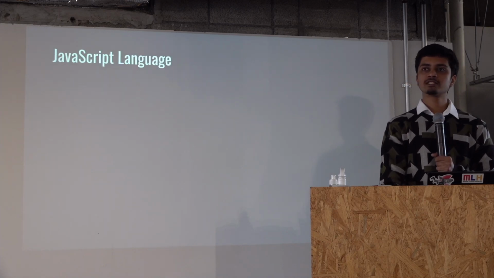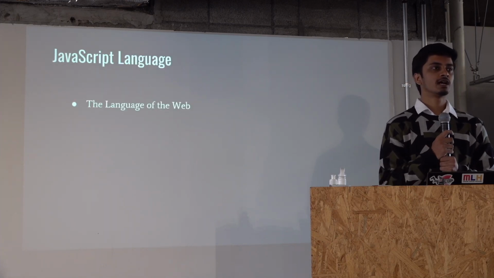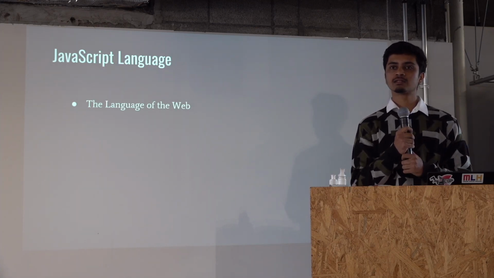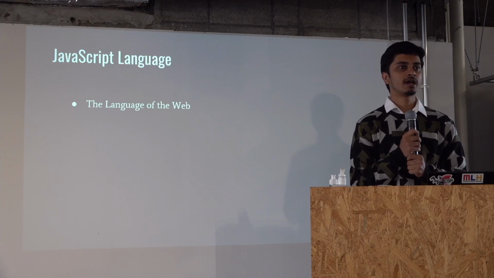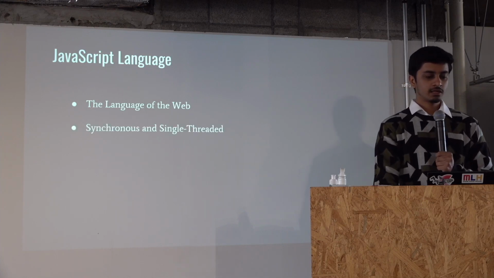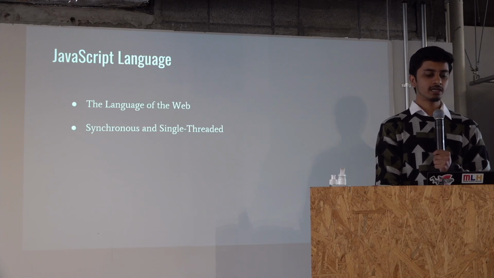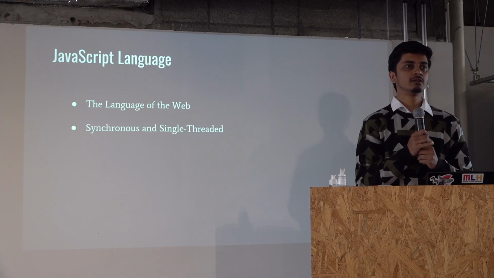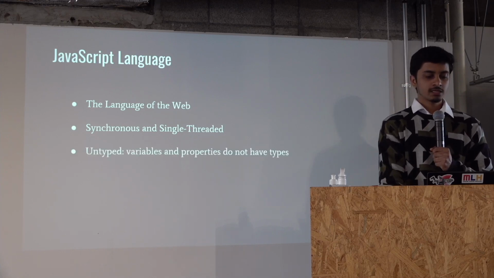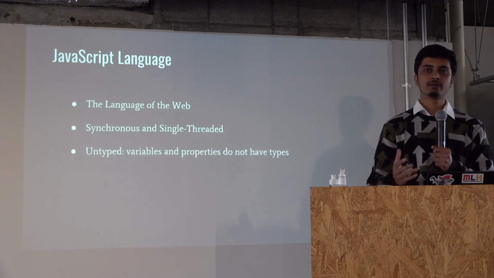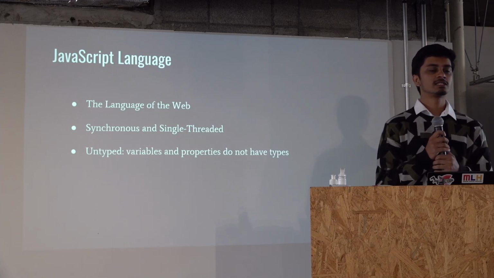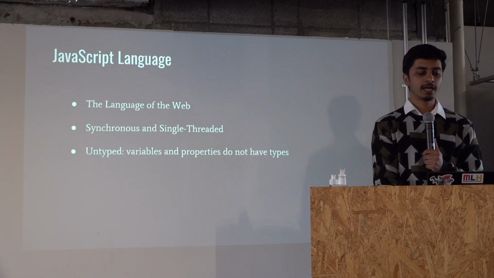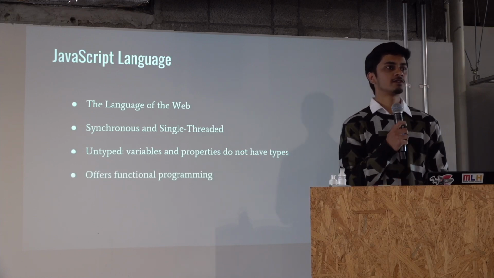The JavaScript language has been the language of the web for around the last 30 years. It started as a document sharing platform and now it is used to build all sorts of apps and websites. The key points about JavaScript: it is synchronous and single threaded. Every line is executed one at a time and there is no multi-threading. Next, it is an untyped or dynamic language, and all the variables and objects are assigned their types at runtime. And finally, it also offers functional programming.